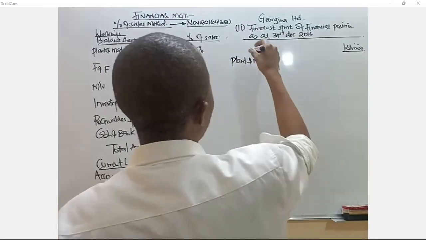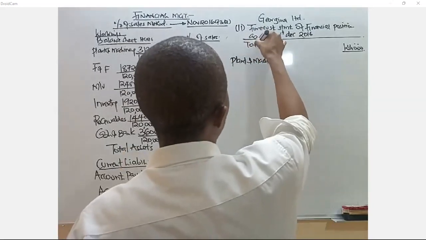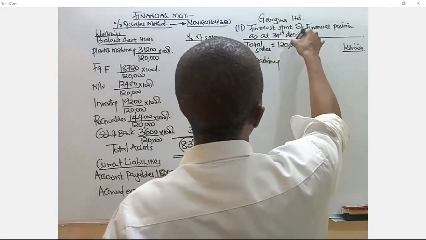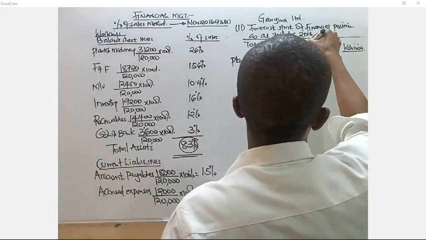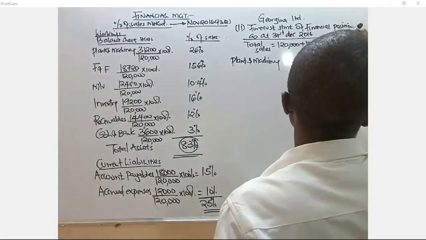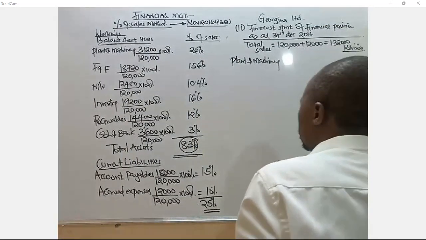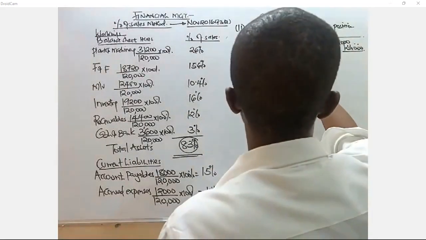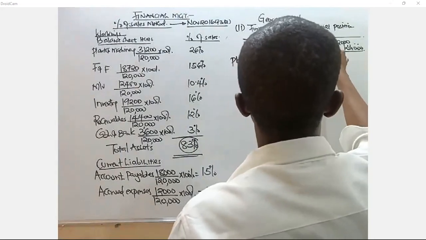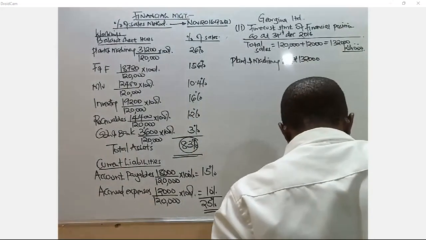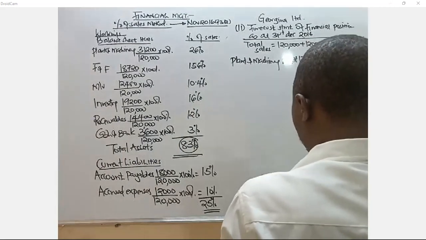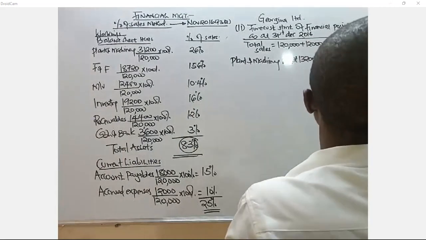I know very well now you understand our total sales should be equal to 120,000 for 2015 plus an expected increase of 12,000, totaling 132,000. So for plant and machinery, I just need to take 26%. I multiply by 132,000. How much am I getting here? 0.26 times 132,000.